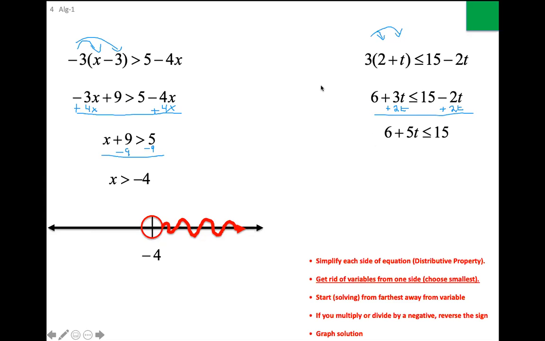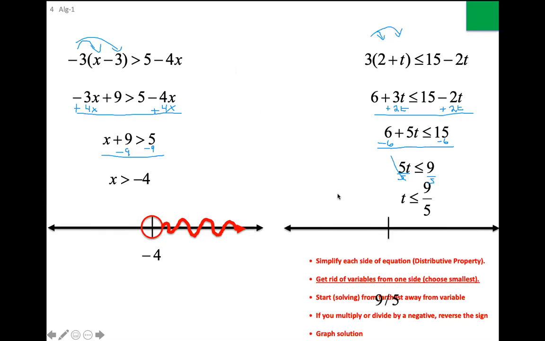Subtract 6 from both sides. If I subtract 6 from both sides, this is going to be an ugly answer, but it's okay. It's only ugly at the very end. So we get 5t less than or equal to 9. Divide both sides by a positive 5, not a negative 5, so we don't flip the inequality. We get 9/5 because the 5s cancel. So t is less than or equal to 9/5. Closed circle, t less than, so shade left. So 9/5, closed circle, shade left.